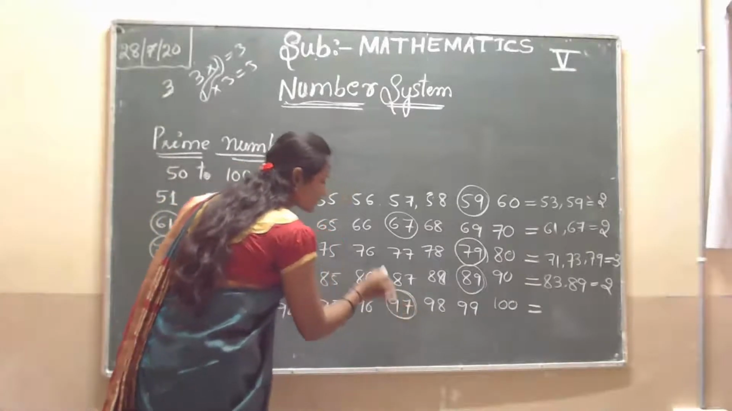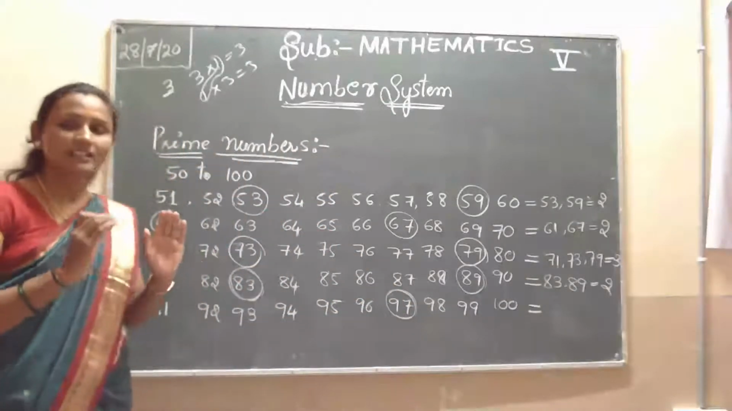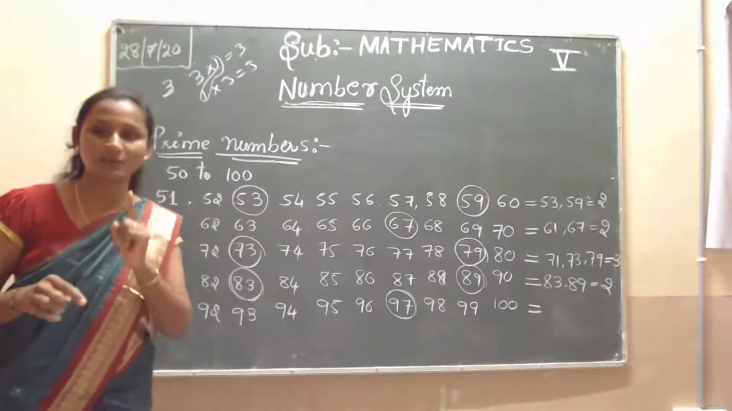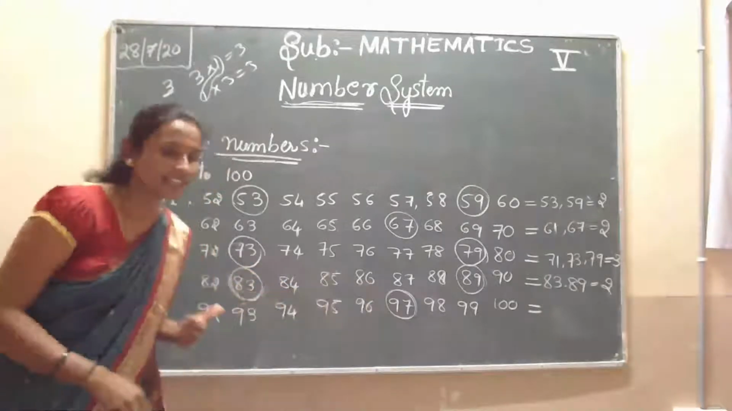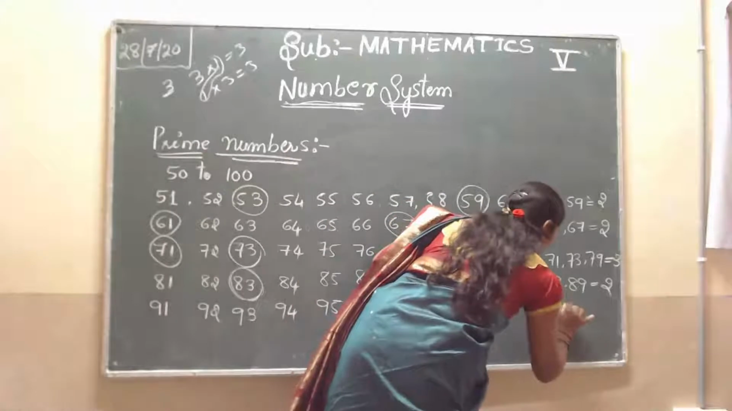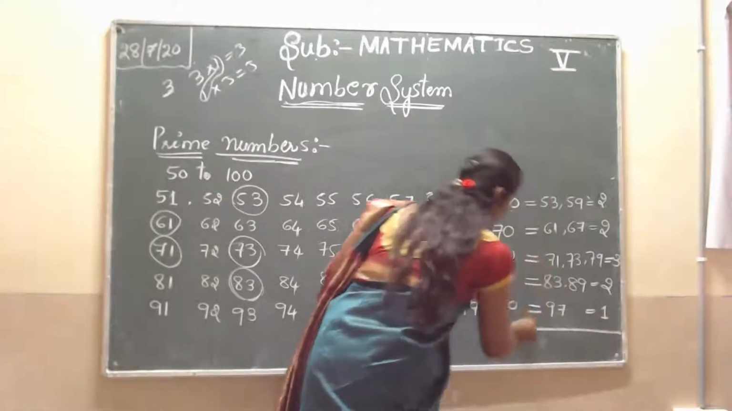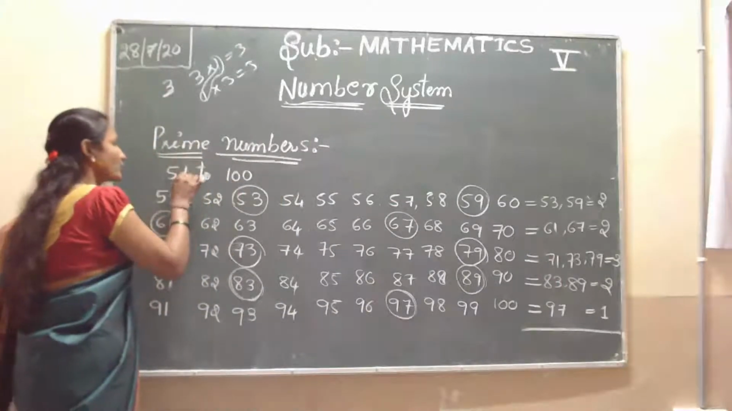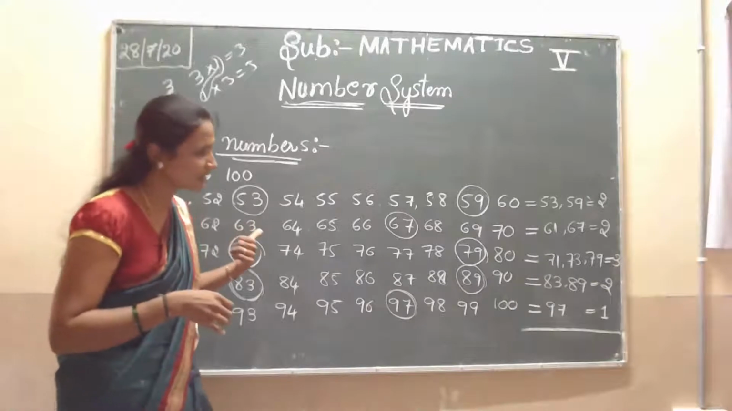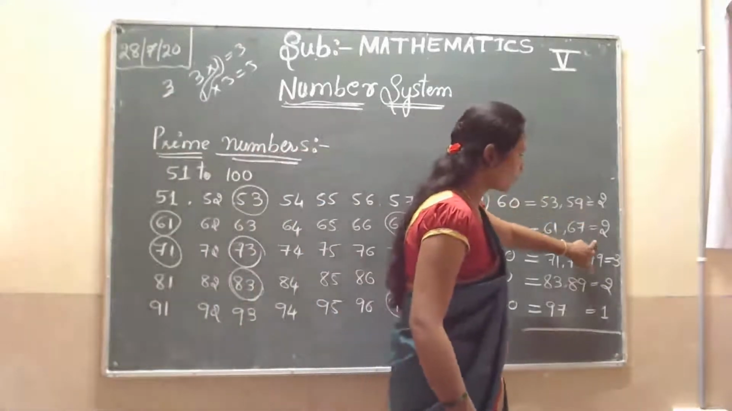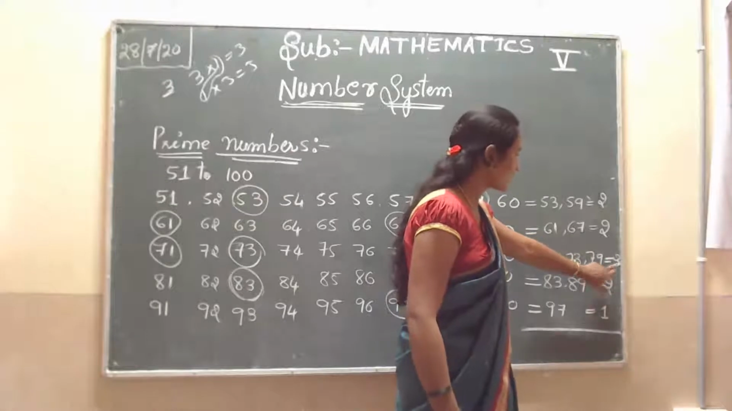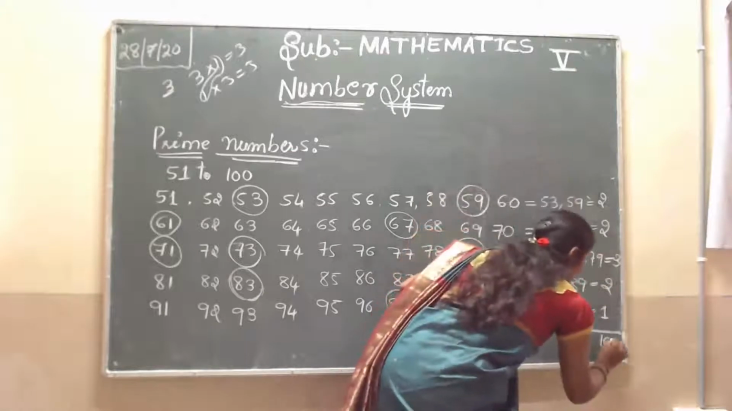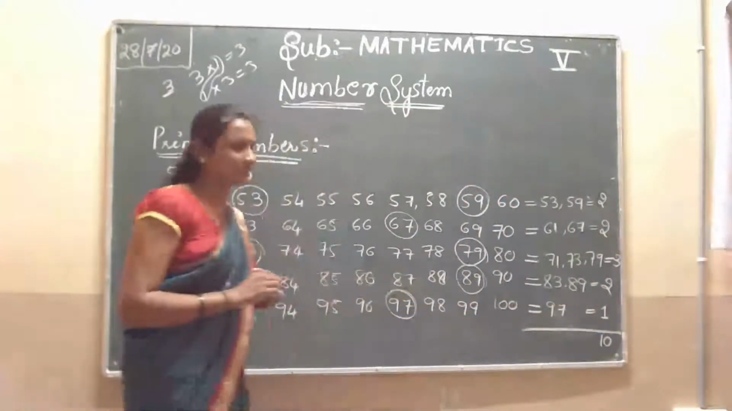Only one prime number. Yes, students, this is important. One question: between 91 and 100, how many prime numbers? That is one prime number, 97. Yes, students, the total: in 51 to 100, how many prime numbers? 4 plus 3 means 7, then 8, 9, 10. Yes, that is 10.